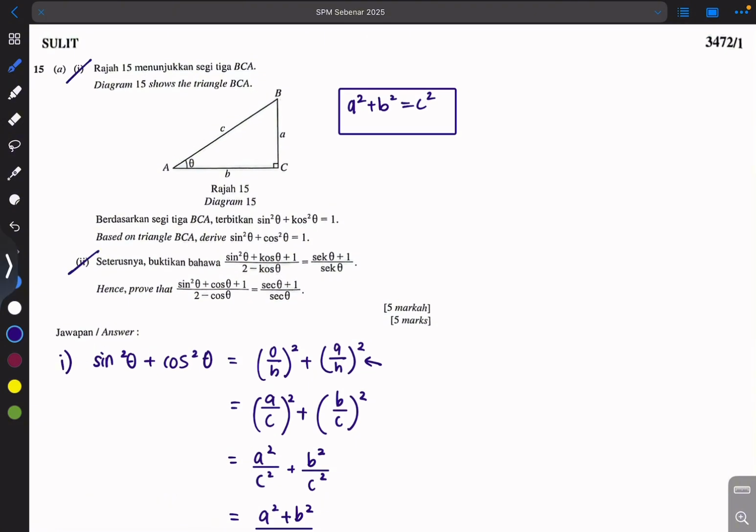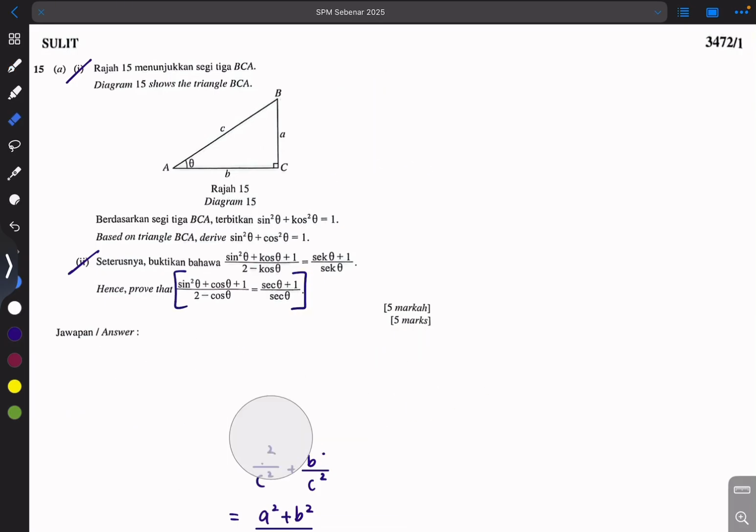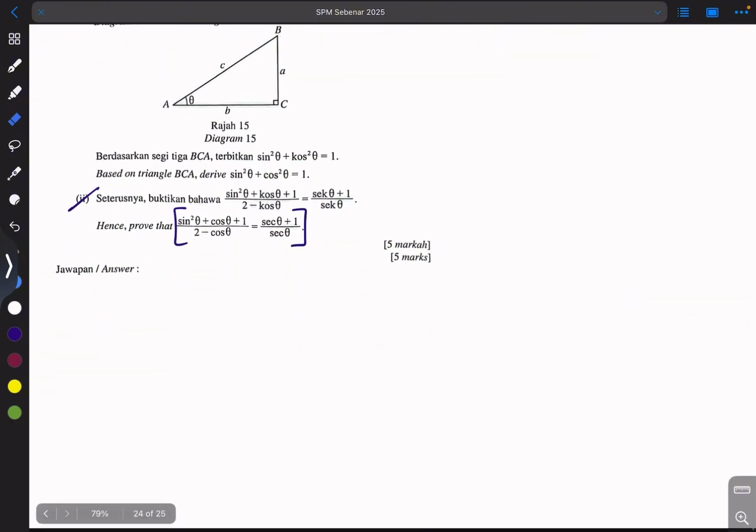Number 2. We need to prove this equals this. Okay, let's erase all this first. Leave some space. Alright, let's take both sides. We have to take both sides and prove something else, because I don't think it's easy to just take one side and prove it into the other.